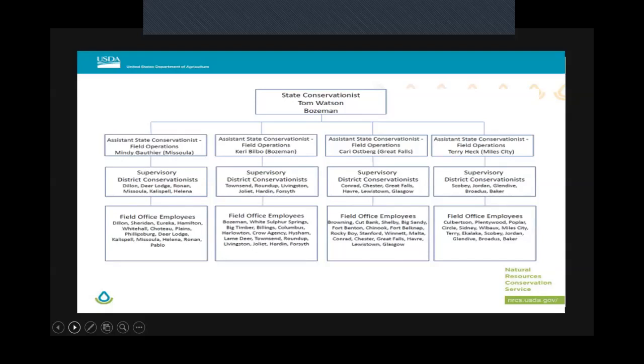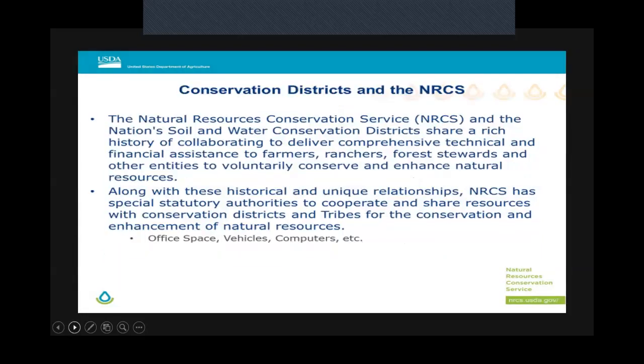And then beneath the ACs, as they're often called, is our supervisory district conservationists, and I have those offices listed there where they're located. And then beneath there is our field office employees. It could be soil conservationists, range cons, technicians, and other folks like that. So this is a little bit generalized, and I left some folks off out of the state office. But I think it's important for you to be able to see at least how we're structured and how that structure applies to conservation. Next slide, please.